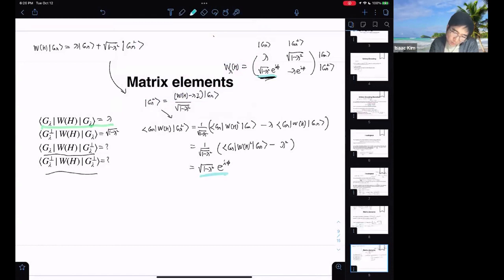What about this term, corresponding to this? Let me just make sure that the color is consistent. For that, it's the same story. You just plug in this definition of G lambda perpendicular. If we do that, then we get the factor of square root of 1 minus lambda squared, squared. So that's 1 divided by 1 minus lambda squared.